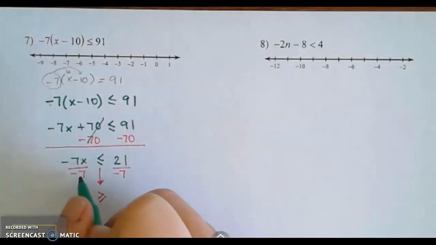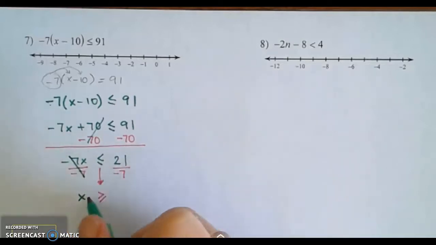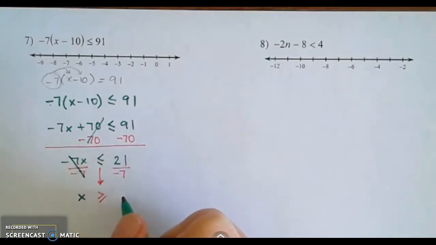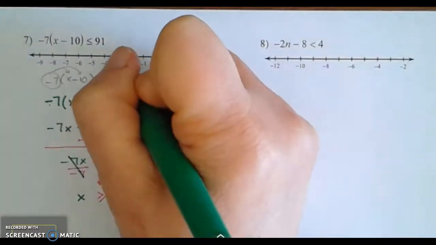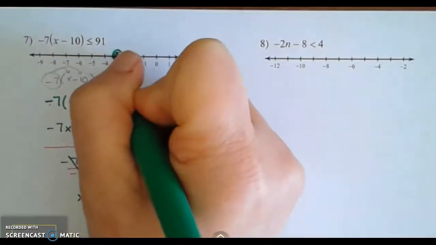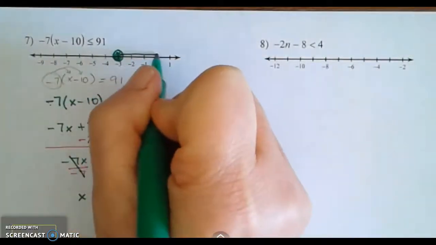Then -7 divided by -7 cancels out to be 1. And so you just have x on the left hand side, and 21 divided by 7 is 3. Positive divided by negative is negative. So x is greater than or equal to -3 is what I have. So I find my boundary point of -3. Again, this is greater than or equal to. That equal sign tells me I need to be shading it in. And then I am shading to the right.